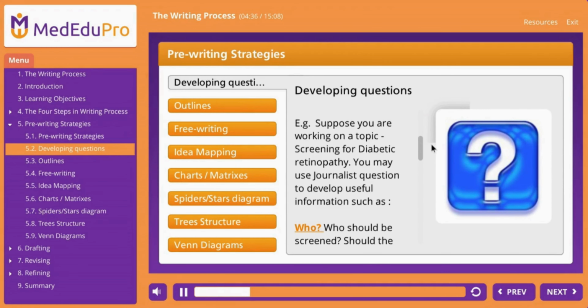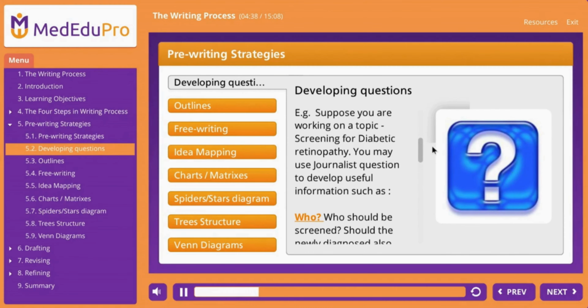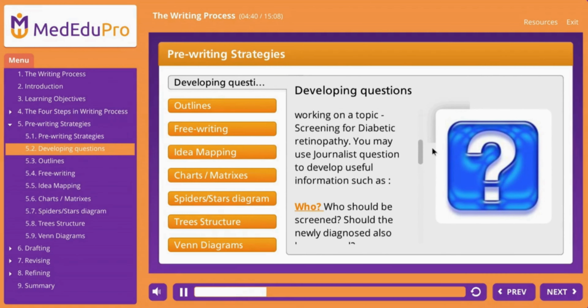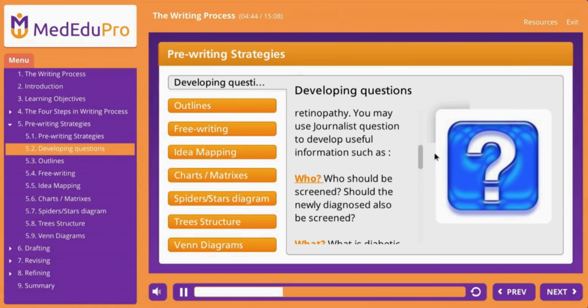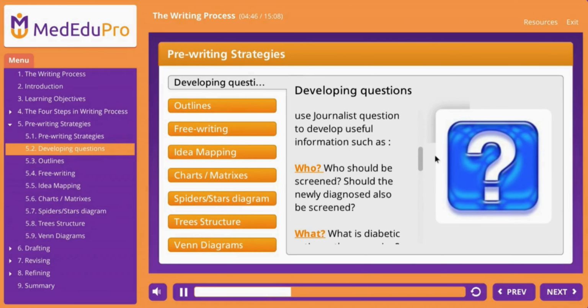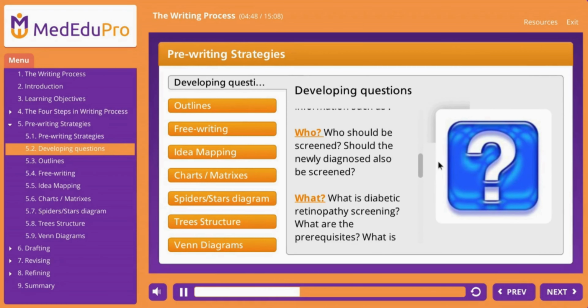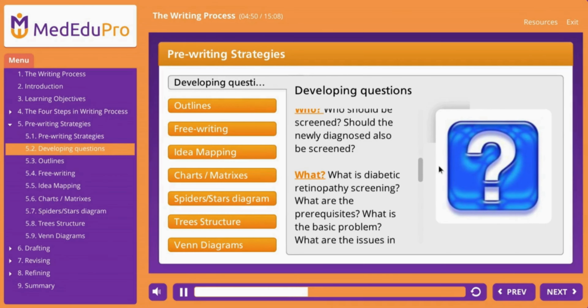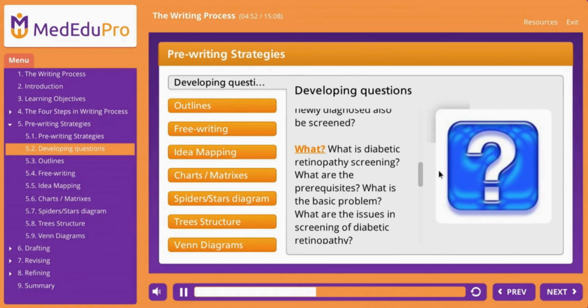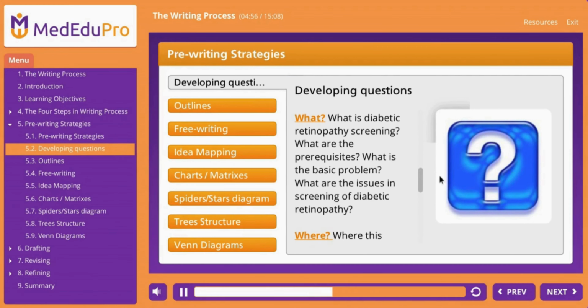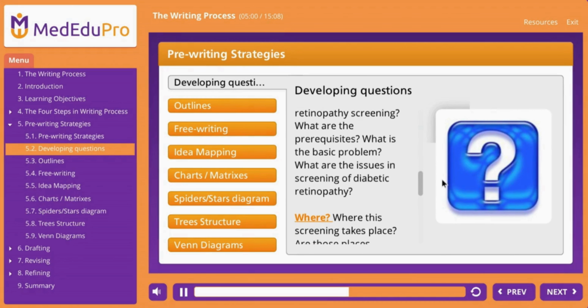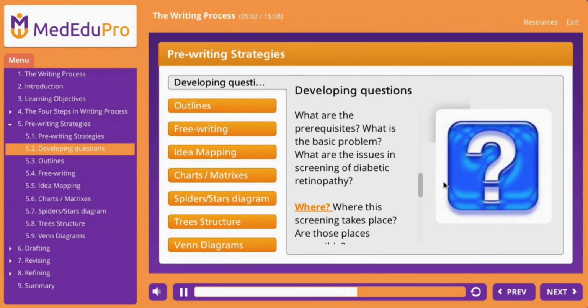Example: suppose you are working on a topic, screening for diabetic retinopathy. You may use journalist questions to develop useful information such as: Who should be screened? Should the newly diagnosed also be screened? What is diabetic retinopathy screening? What are the prerequisites? What is the basic problem? What are the issues in screening of diabetic retinopathy?